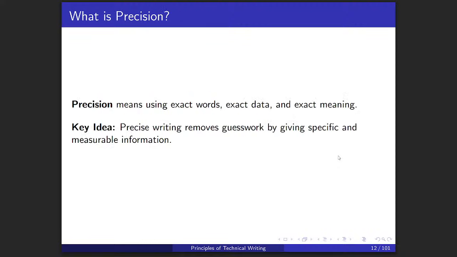Now moving on to precision. You know all these things: precision, recall, accuracy, right? In the same way, we will be using precision in technical writing also. Precision means using exact words, exact data, and exact meaning. We are not deviating from the subject. We use only the words that are relevant to the subject, only the data that we have collected, and only the exact meaning of the sentence.